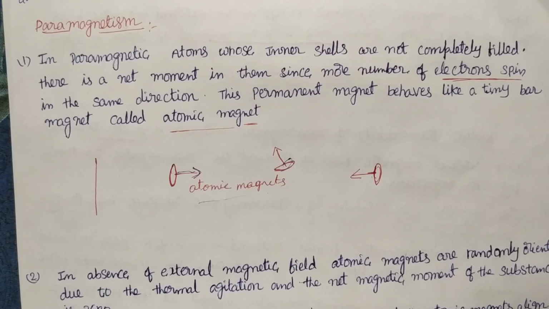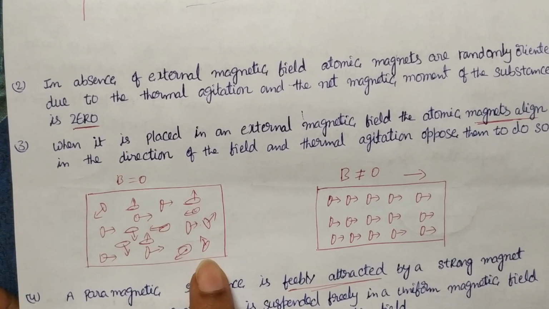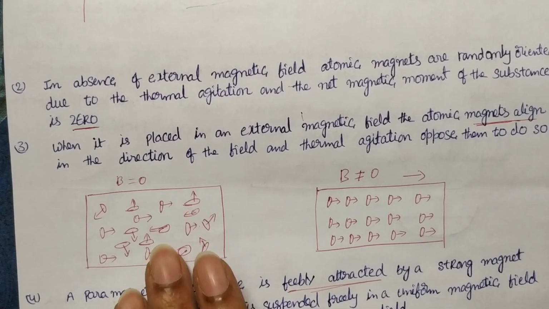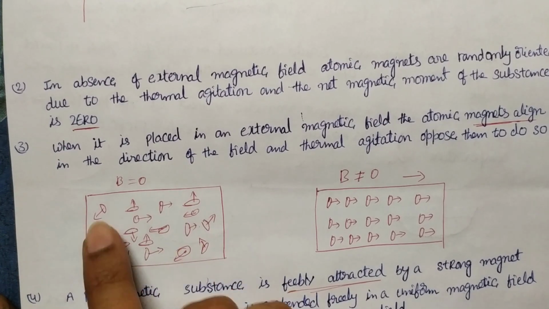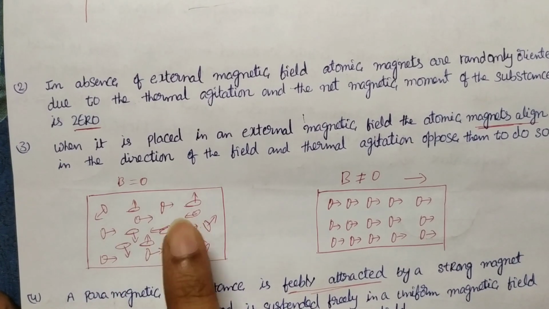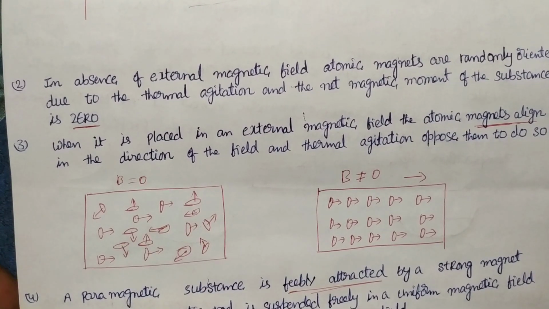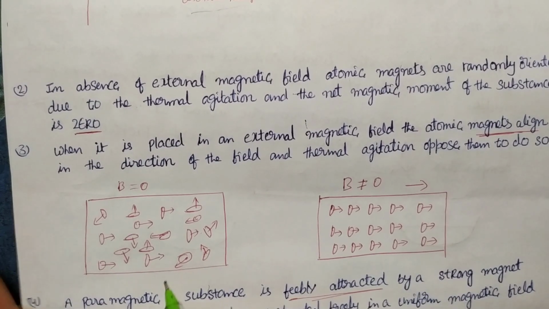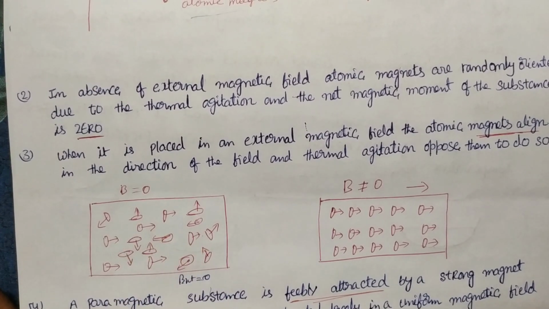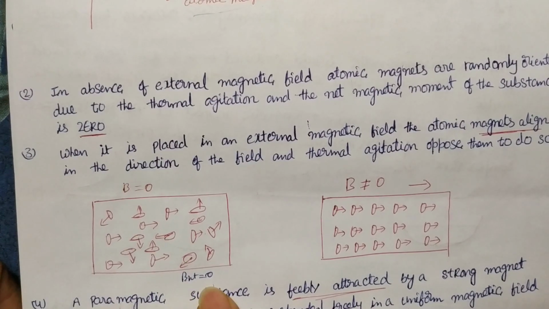But initially, if you take some amount of the substance, these atomic magnets are randomly arranged, not in the same direction. Due to this, one magnet is cancelled by another, the net magnetic field is cancelled, and finally the net field becomes zero. If you are not applying any external field, the field created inside and the resultant magnetic moment are also zero. B net is equal to 0, because all are randomly arranged. Some are upward, some downward, left, right. So B net is equal to 0.